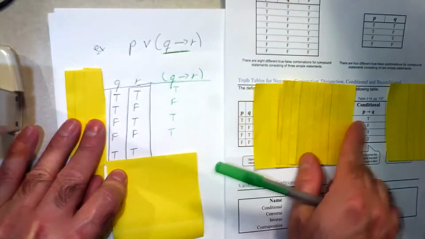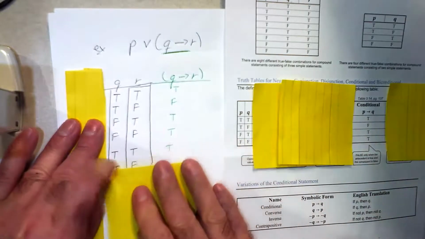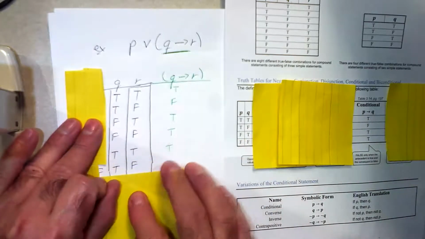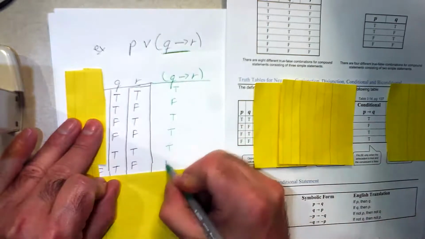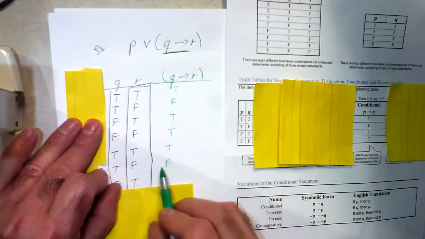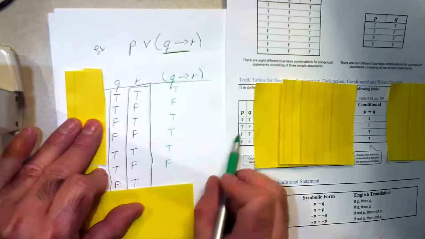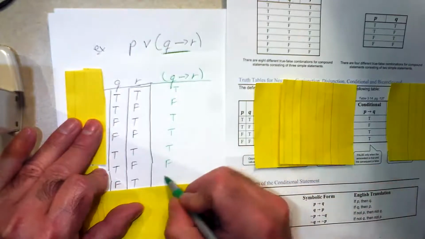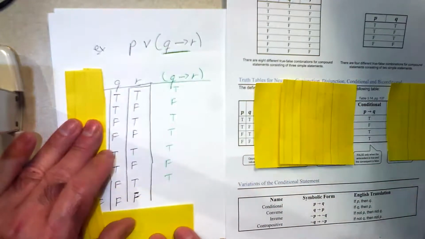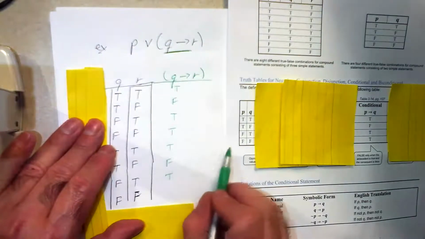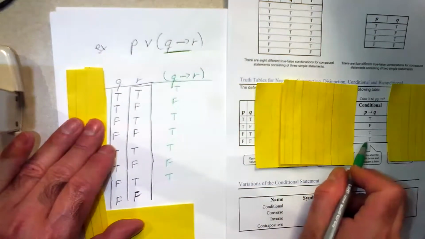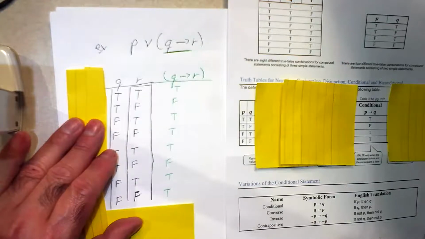TT is a T. TF is an F. FT is a T. And finally, FF is T. Right? So I got that part.